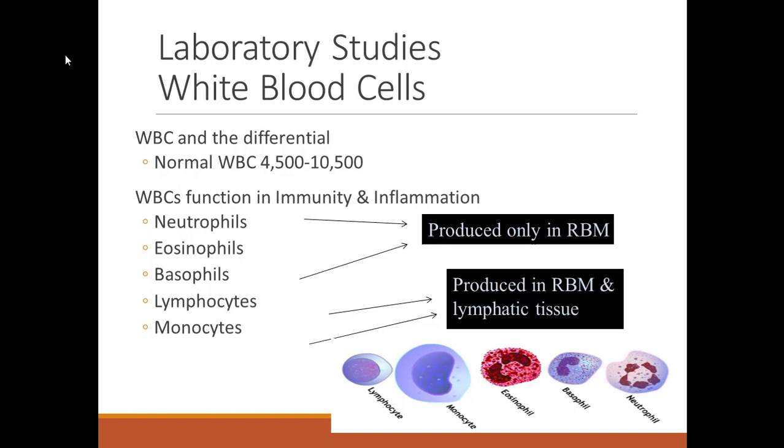We don't get too far in depth in the white cells here. I do have several, probably 5 slides on them. But when we do the immune system next week, we'll get more into it and explain more of what each does. So there's neutrophils, eosinophils, basophils, lymphocytes, and monocytes.